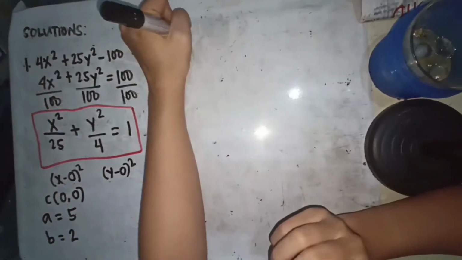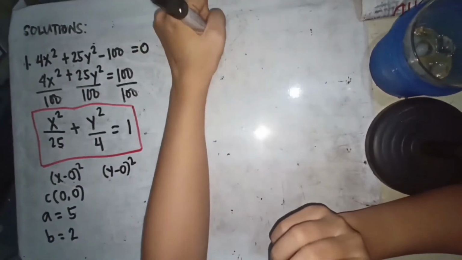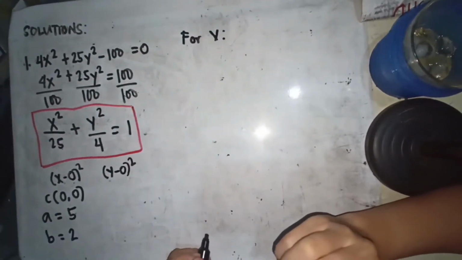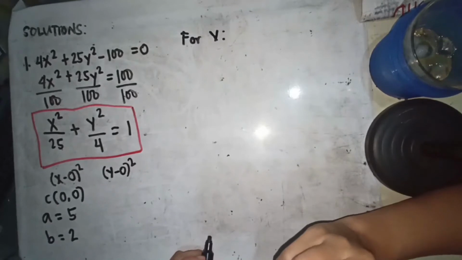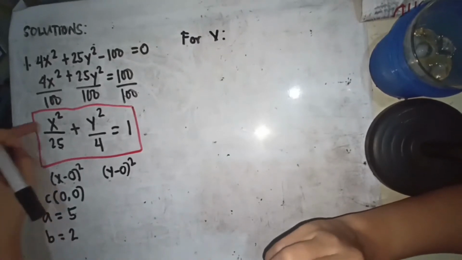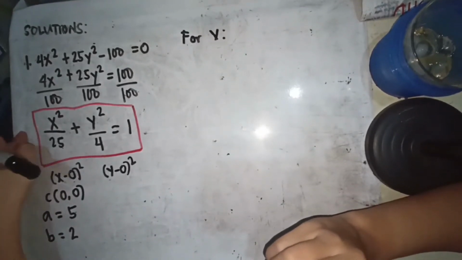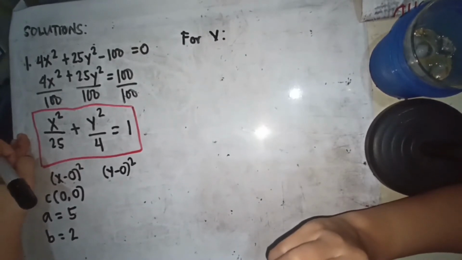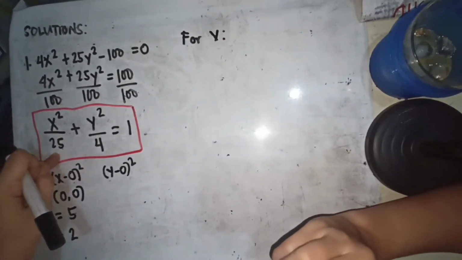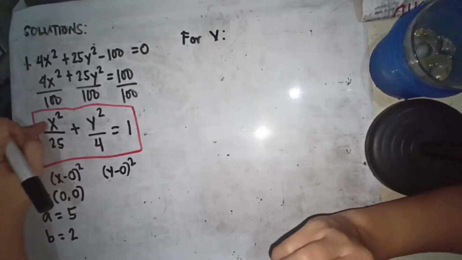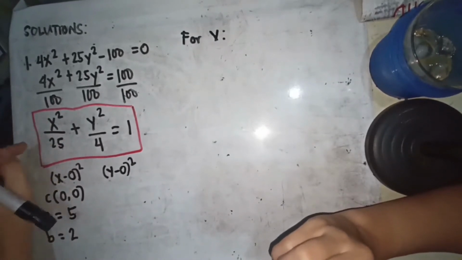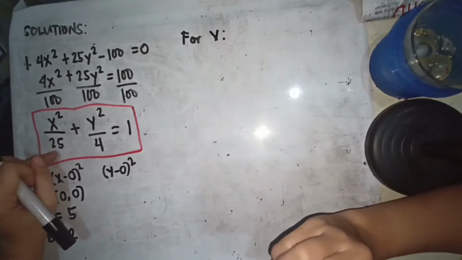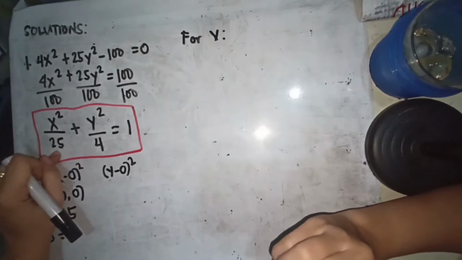So, for the vertex, or vertices, if we look at the graph or at the standard form of equation, since the a squared is in the x term, the denominator, okay, how did we determine that a squared is that?